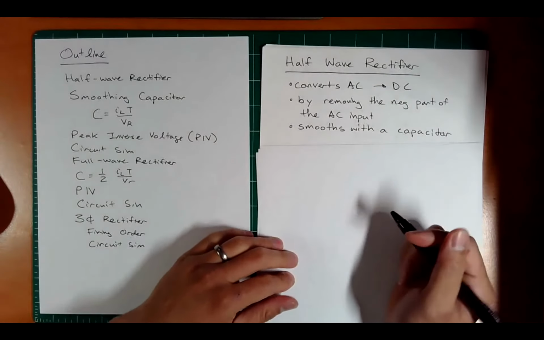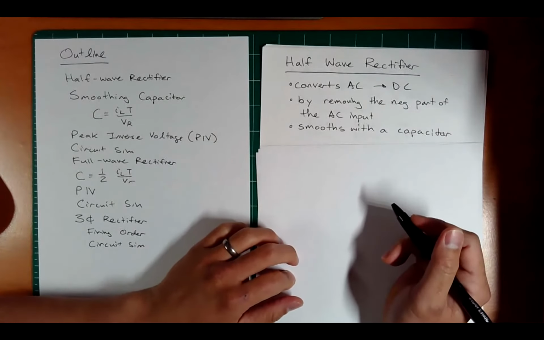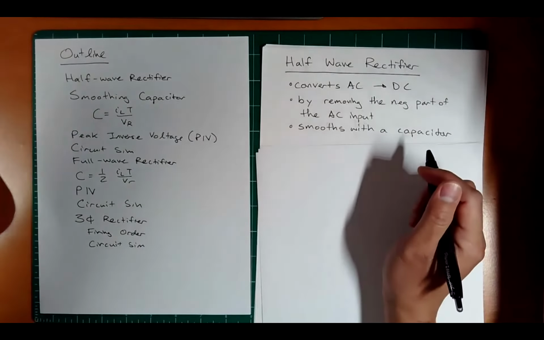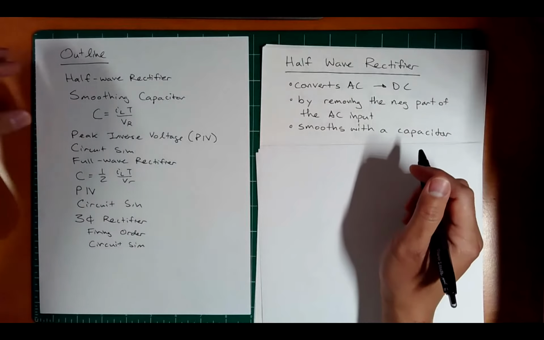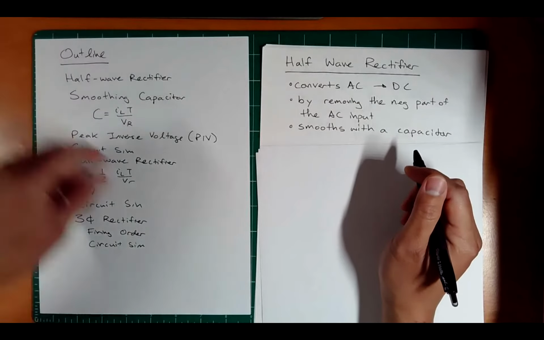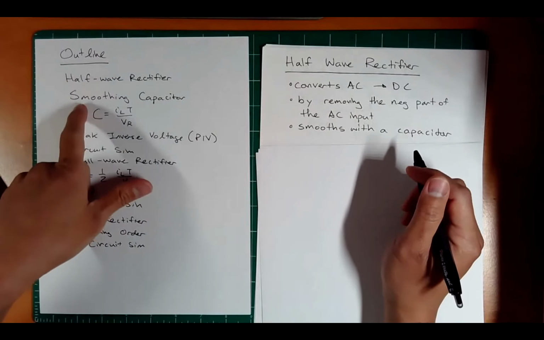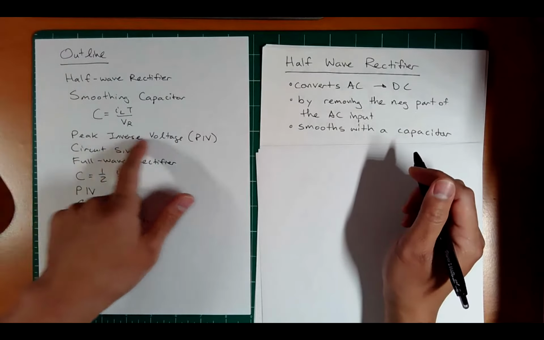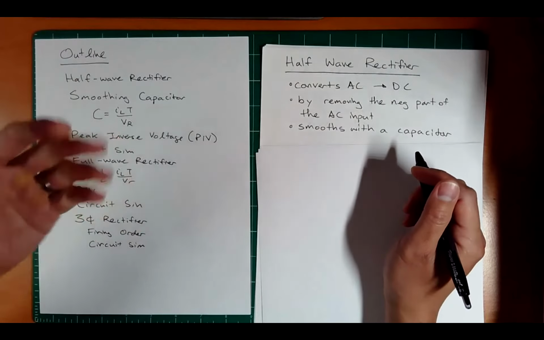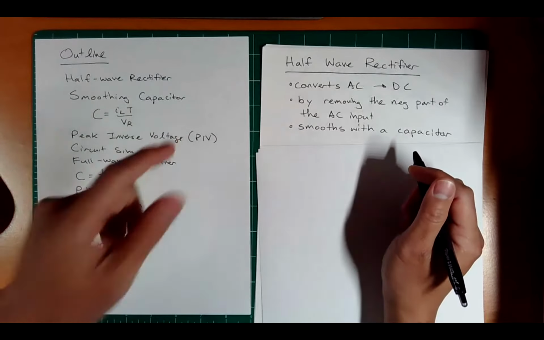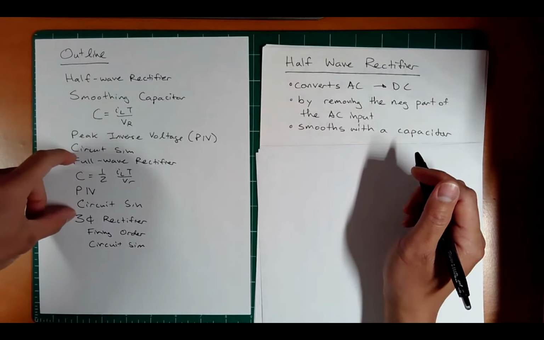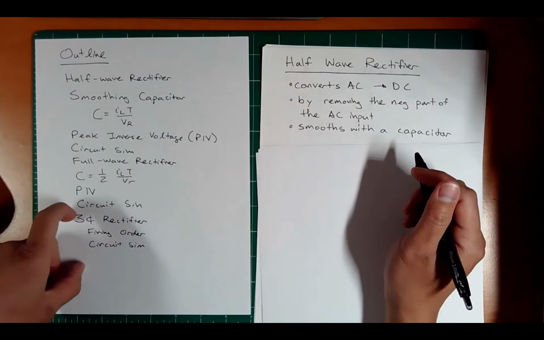Hi, this is ET370 Lecture 3, and this is going to be a three-part lecture today. The first third, we're going to go over half-wave rectifiers. We'll talk about how they work, look at how you would pick a capacitor to smooth the output, and look at this thing called the peak inverse voltage, which is a way to calculate the worst case scenario for the diodes. In the second and third part, we will go over a full wave rectifier and a three-phase rectifier.